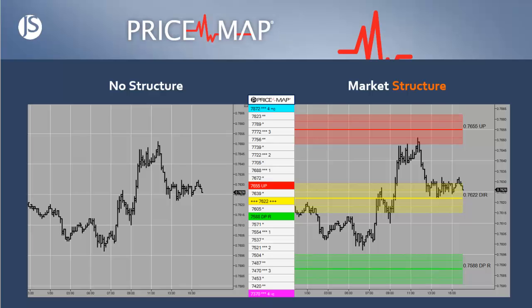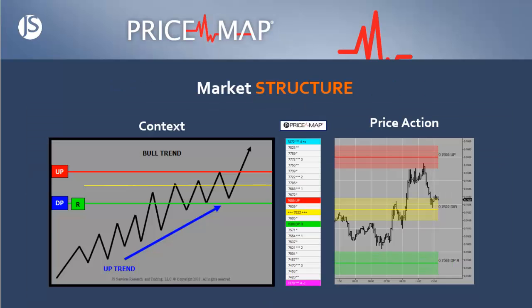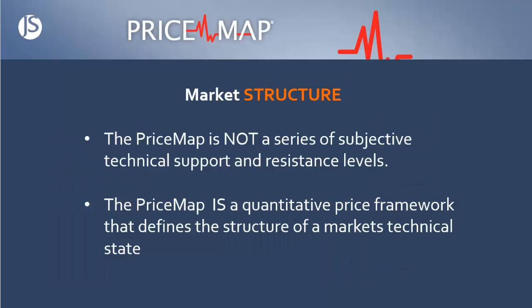making sense of price action without any structure is a challenging task. The price map provides this by defining the structure of the market state. Real clarity comes from observing price action within the price map structure in the context of the market state. The JSServices price map is not a series of subjective technical support and resistance levels. The price map is a quantitative price framework that defines the structure of the market's technical state.